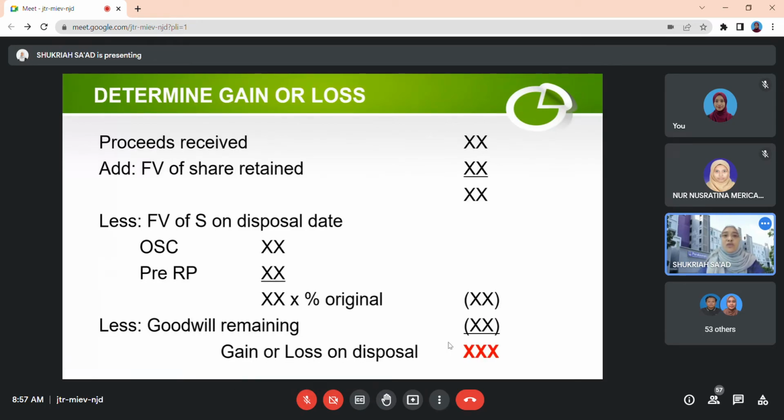Okay, let's look at gain or loss for subsidiary to associate, because we have a change in relationship. Initially it was a subsidiary. Now, because of the disposal, it becomes an associate. Okay, so here proceeds received. The same items, the difference is the first, we need to add the fair value of the share retained at DOD, the date of disposal. So the share retained, we need to remeasure at its fair value on the date of disposal, or on the date where the relationship changes. On the date of disposal, the change in relationship occurs.